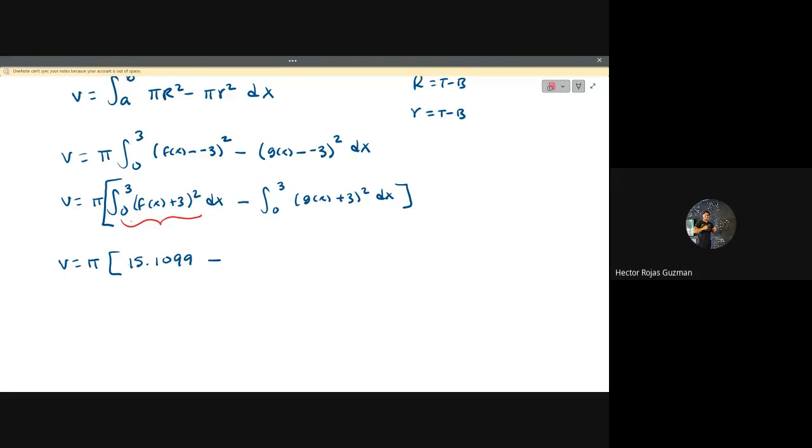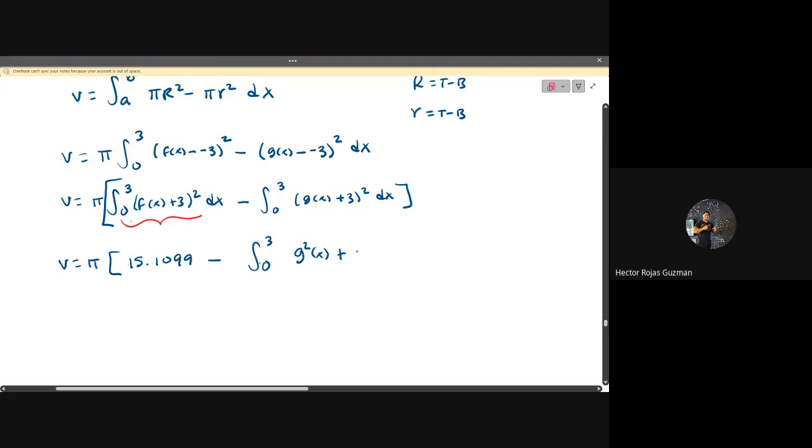Since we don't have a function for g of x, we're actually gonna have to FOIL this out. We're gonna have to square it. And if you square g of x plus 3, one of the biggest mistakes students make is writing g of x squared plus 9. That right there is wrong. It's supposed to be g of x squared plus 6g of x plus 9 dx. That's the correct version of g of x plus 3 squared.